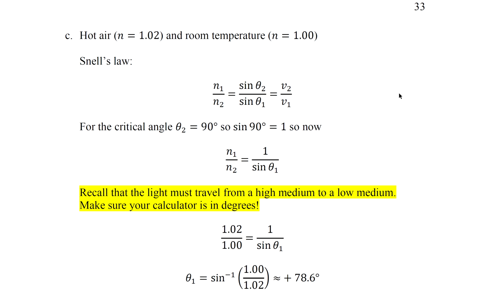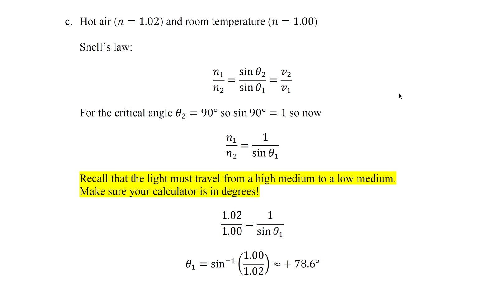Finally, what's the critical angle between hot air and room temperature air? So you could see they're almost the same. Little n goes from 1.02 to 1. So n equals 1.02 has a higher index of refraction. We always go from high density to low density. So hot air is going to be n1. And solve for theta 1.